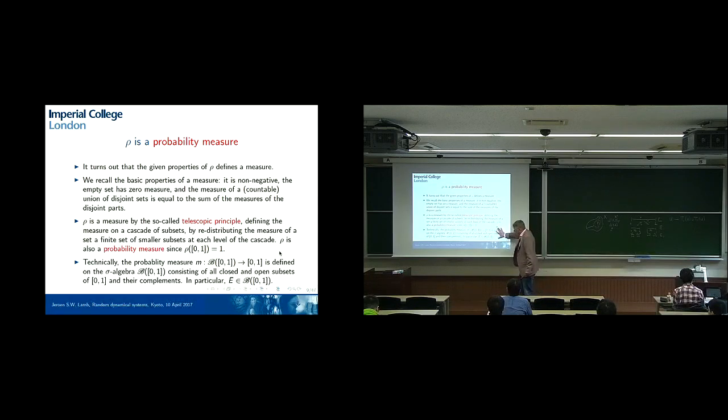Now the technicality is that in order to understand these measures, we need the objects on which this measure sits naturally, and this is called a sigma algebra. In this case, the sigma algebra just consists of all closed and open subsets and their complements of the interval. So this is all an abstract concept. For a measure, we need to have some object on which it's defined, and the measure here sits on the subsets.